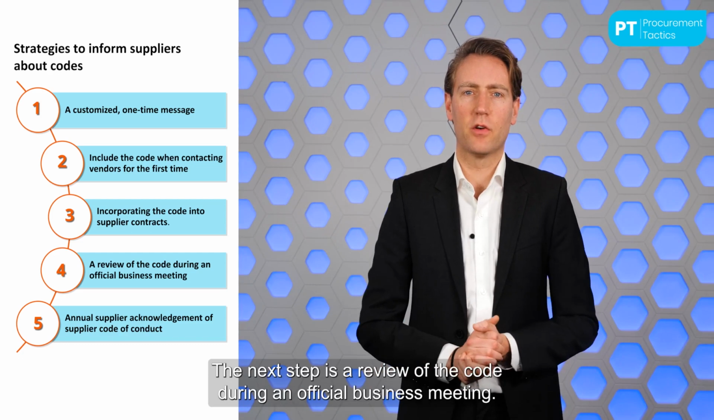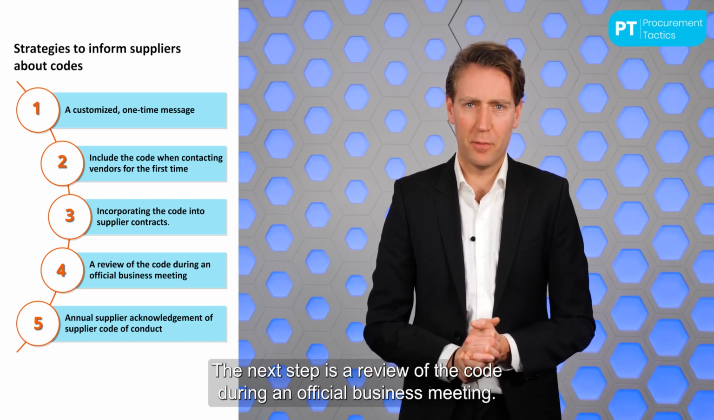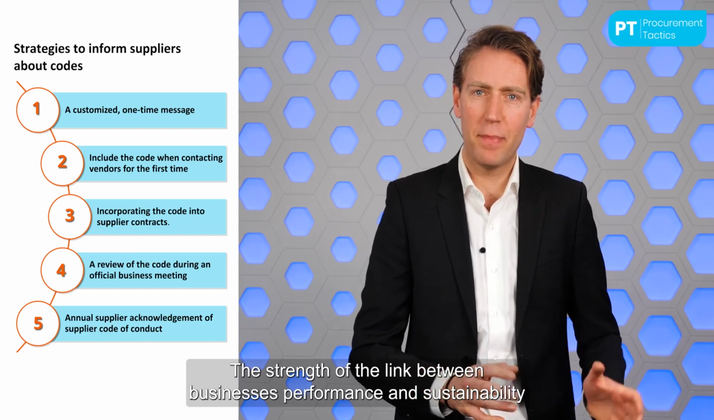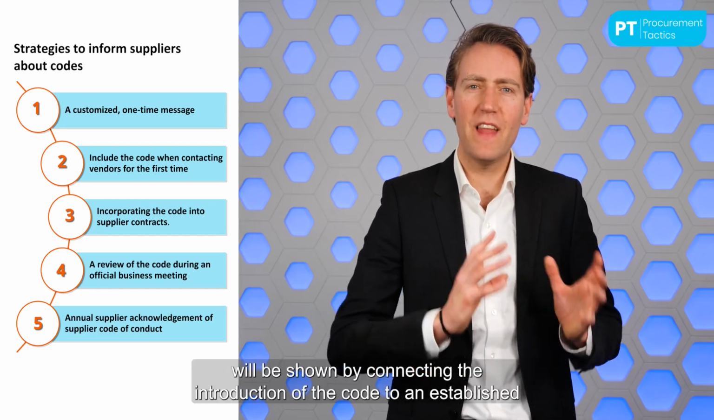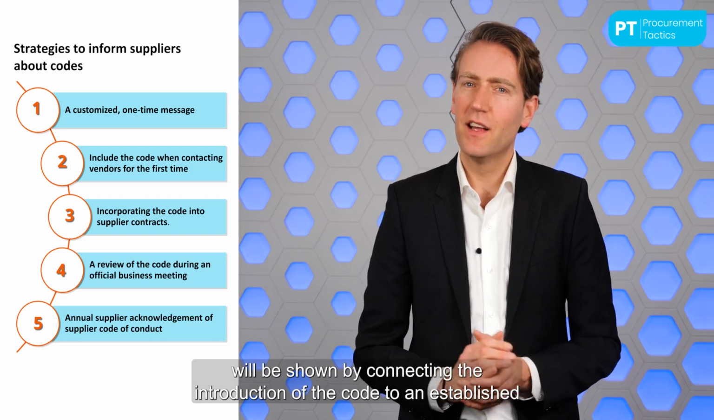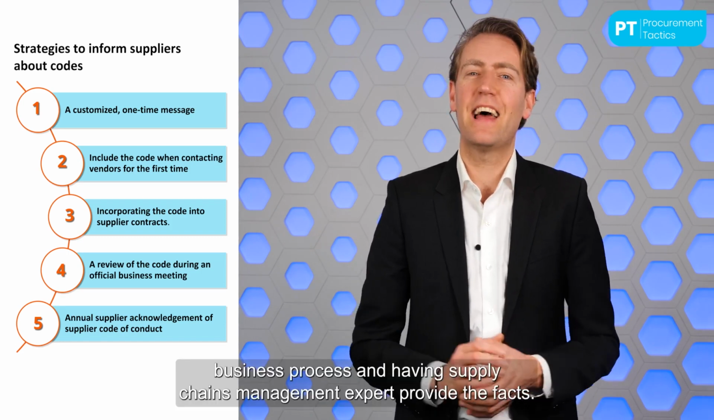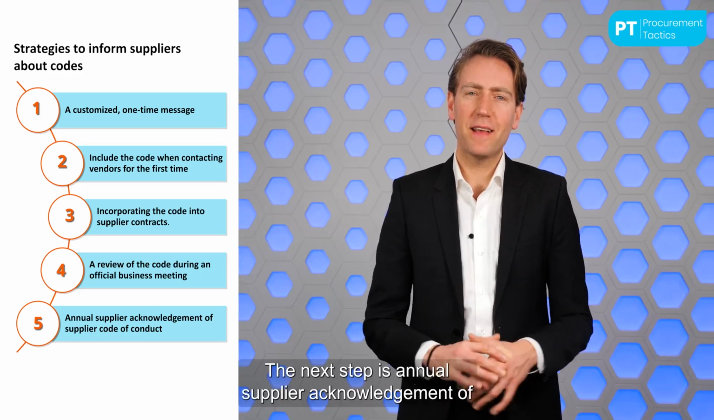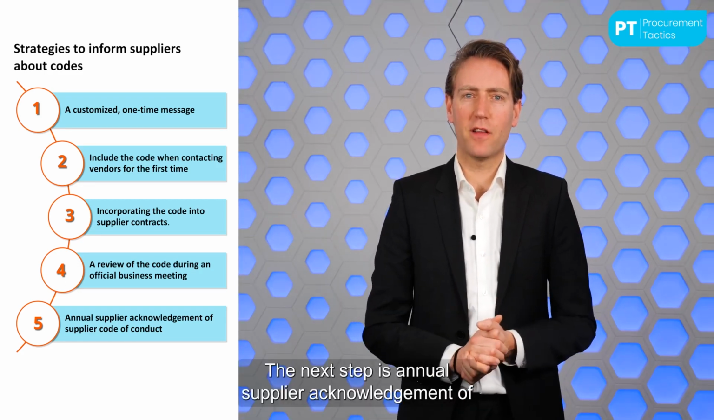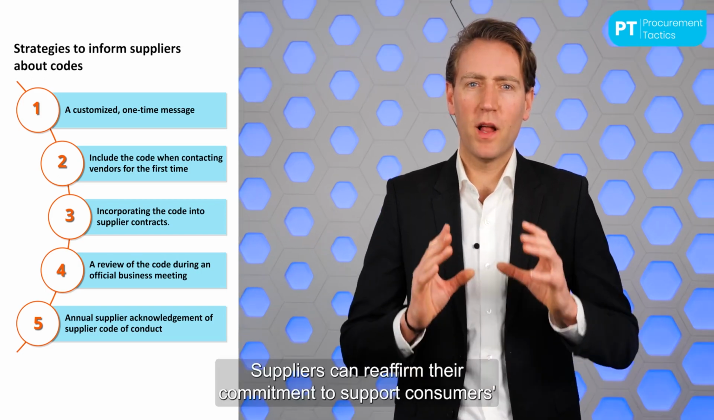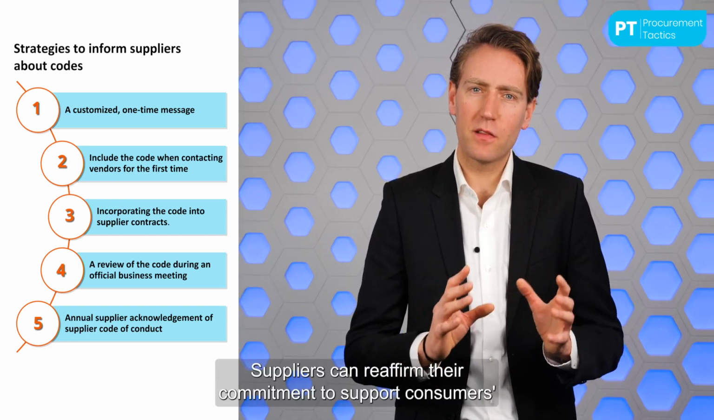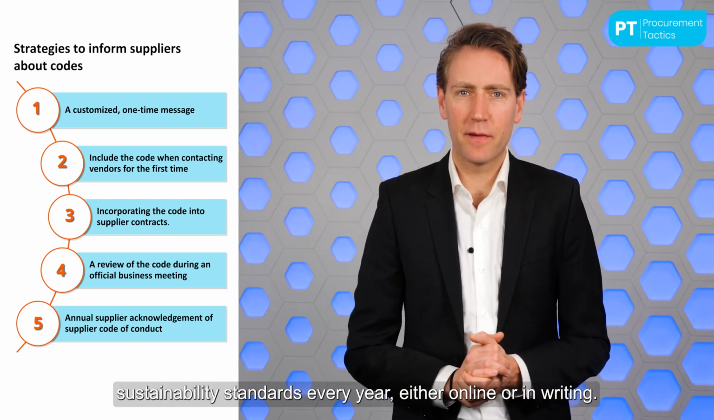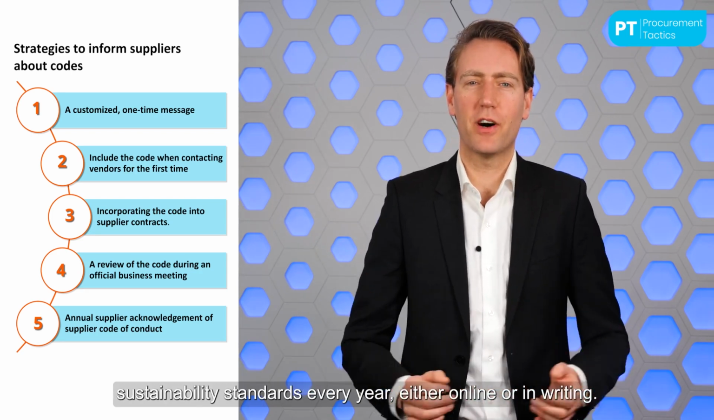The next step is a review of the code during an official business meeting. The strength of the link between the business's performance and sustainability will be shown by connecting the introduction of the code to an established business process and having supply chain management experts provide the facts. The next step is annual supplier acknowledgement of the Supplier Code of Conduct. Suppliers can reaffirm their commitment to support consumer sustainability standards every year, either online or in writing.